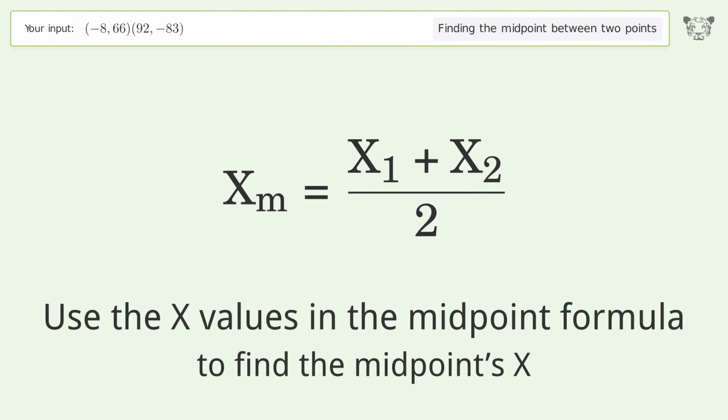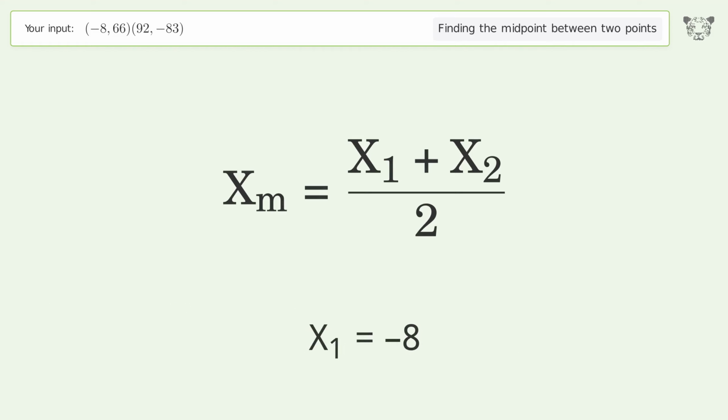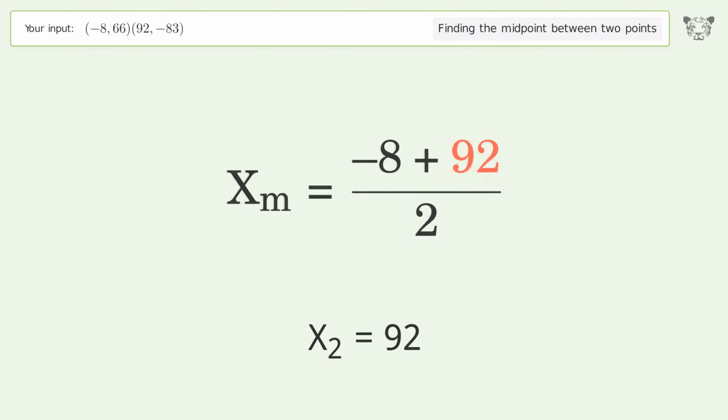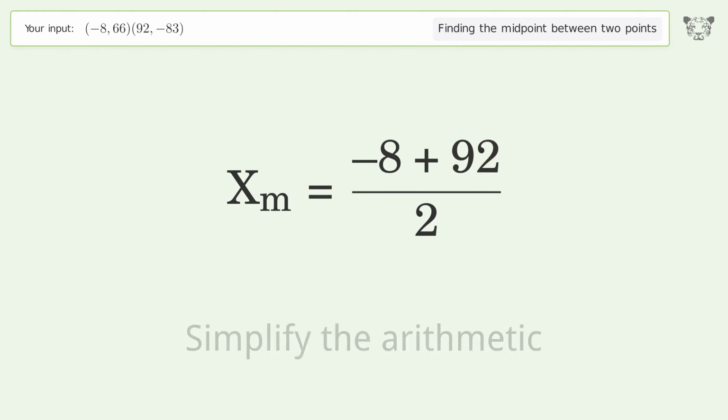Use the x values in the midpoint formula to find the midpoint's x. x1 equals negative 8. x2 equals 92. Simplify the arithmetic.